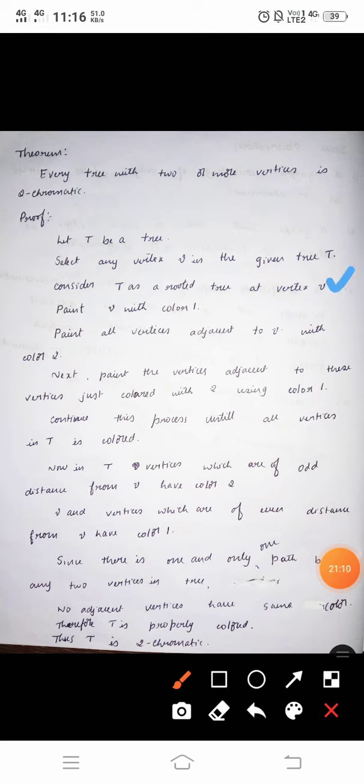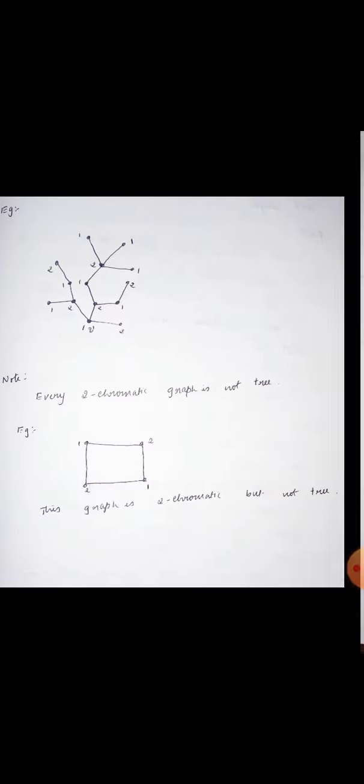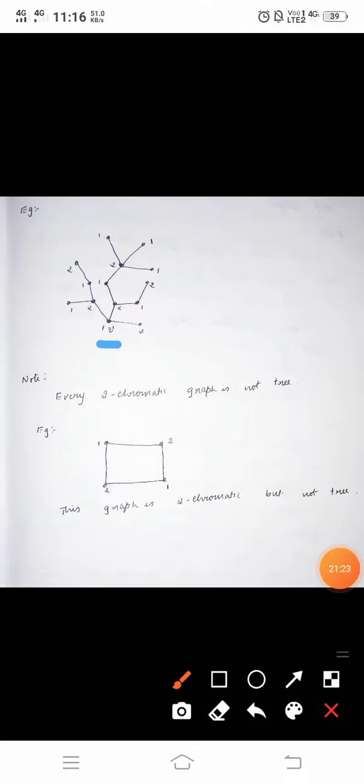Consider T as a rooted tree at vertex V. Now paint V with color 1. We have to paint V with color 1. See here, I have painted V with color 1.